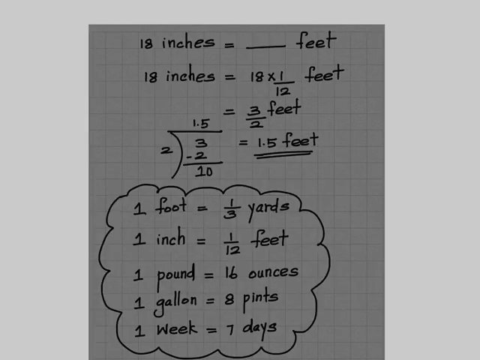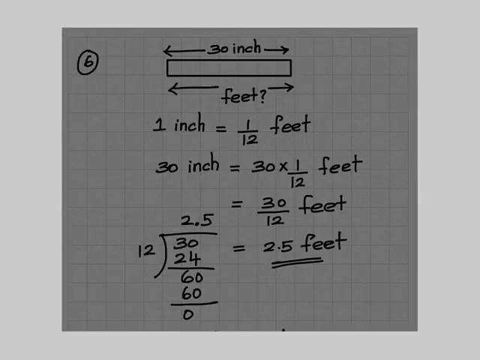A quick recap: 1 foot equals 1 by 3 yards. 1 inch equals 1 by 12 feet. 1 pound has 16 ounces, and 1 gallon has 8 pints. 1 week has 7 days.